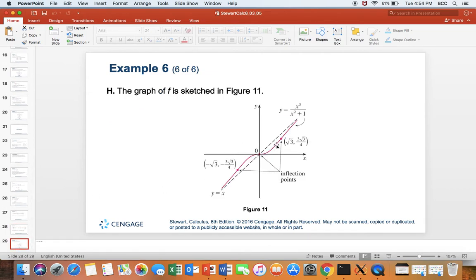So notice here the function has a slant asymptote, okay? No horizontal asymptote, no vertical asymptote, slant asymptote, and the concavity has changed. So where concavity changes, those are the inflection points. This is your x-intercept as well as the y-intercept.